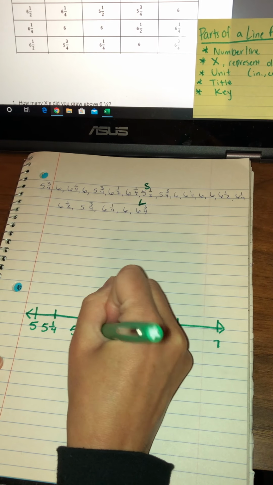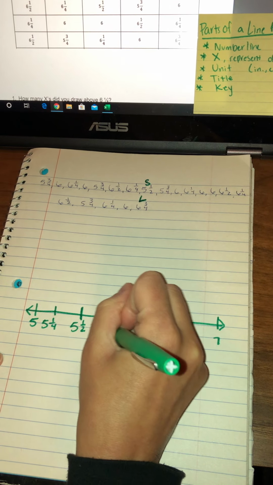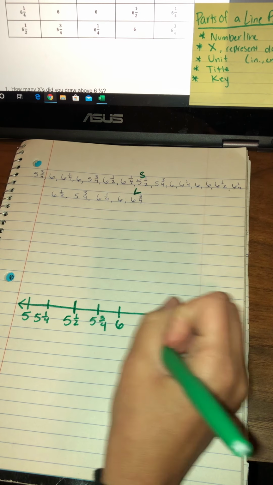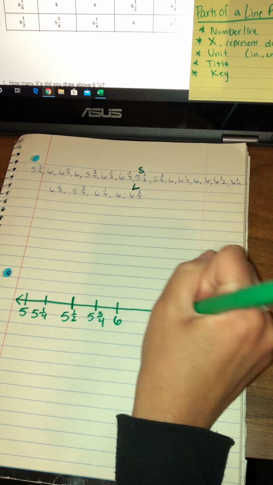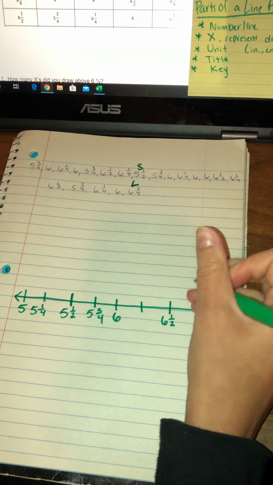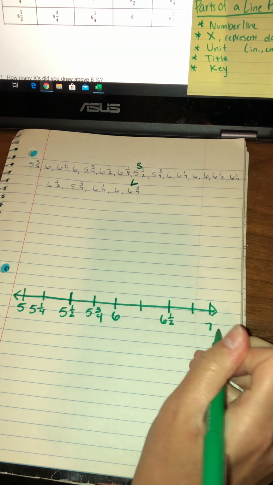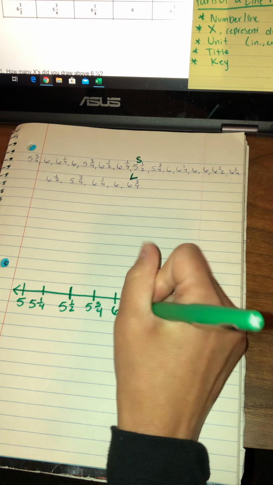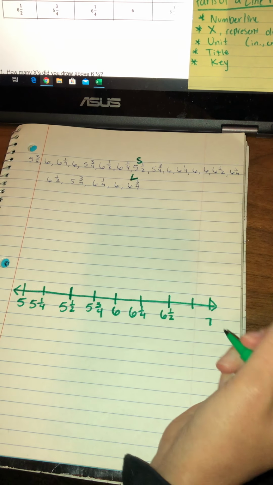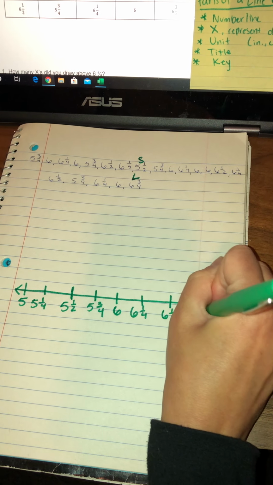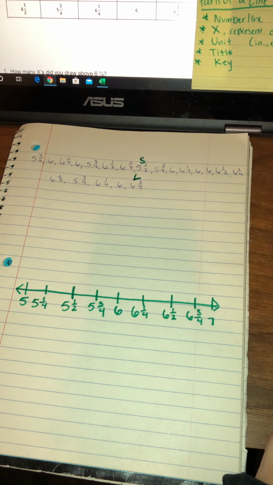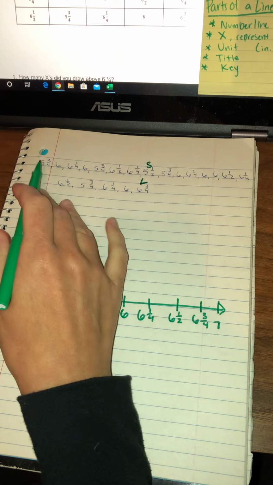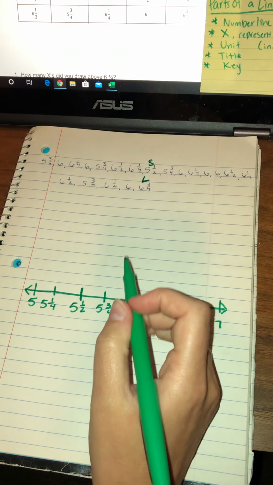I'm going to put 5 3/4. Now I'm going to come over between 6 and 6 1/2 and split it into fourths, and 6 1/2 to 7, split that. So now I have 1, 2, 3, 4 equal parts. This is going to be 6 1/4, and this is going to be 6 3/4. Wonderful. Now that I have my scale, I'm going to plot my data using X's.